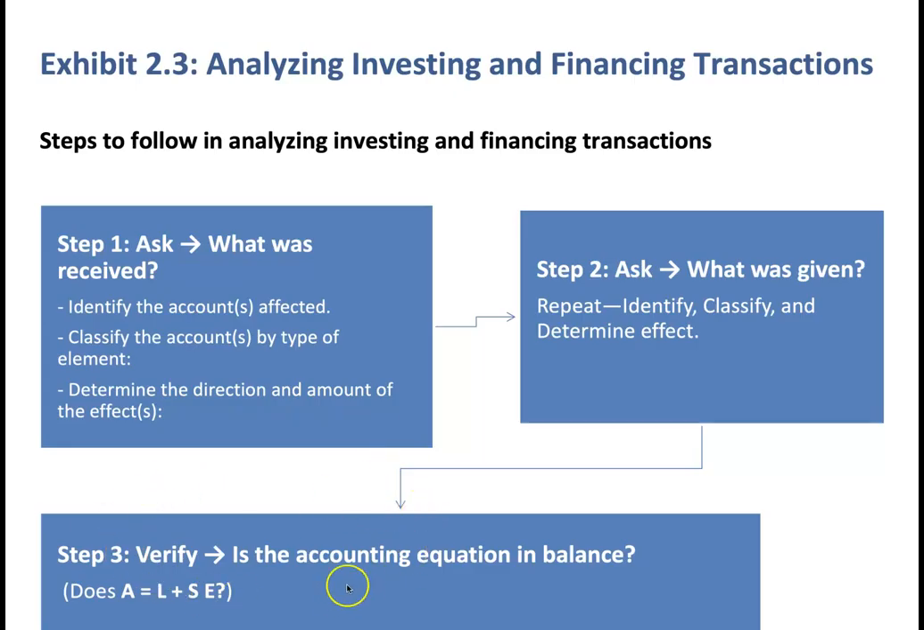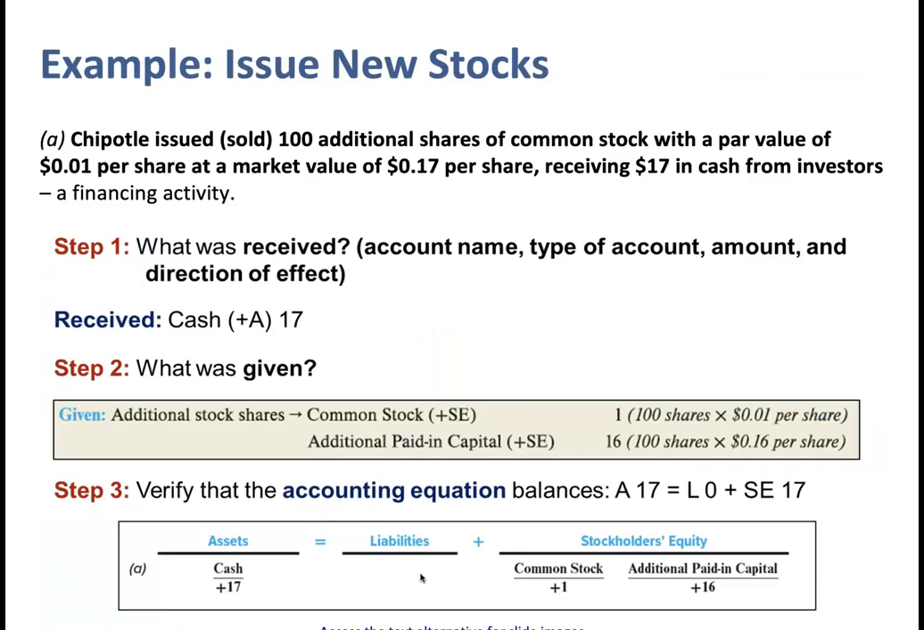Finally, we need to make sure the accounting equation is equal. All right. So in this example, again, what was received? It's cash and it's an asset account. Increase A means increasing assets. How much? $17. How do we calculate? We sell it in the market, 17 cents per share, and we sold 100 shares. So that's $17.